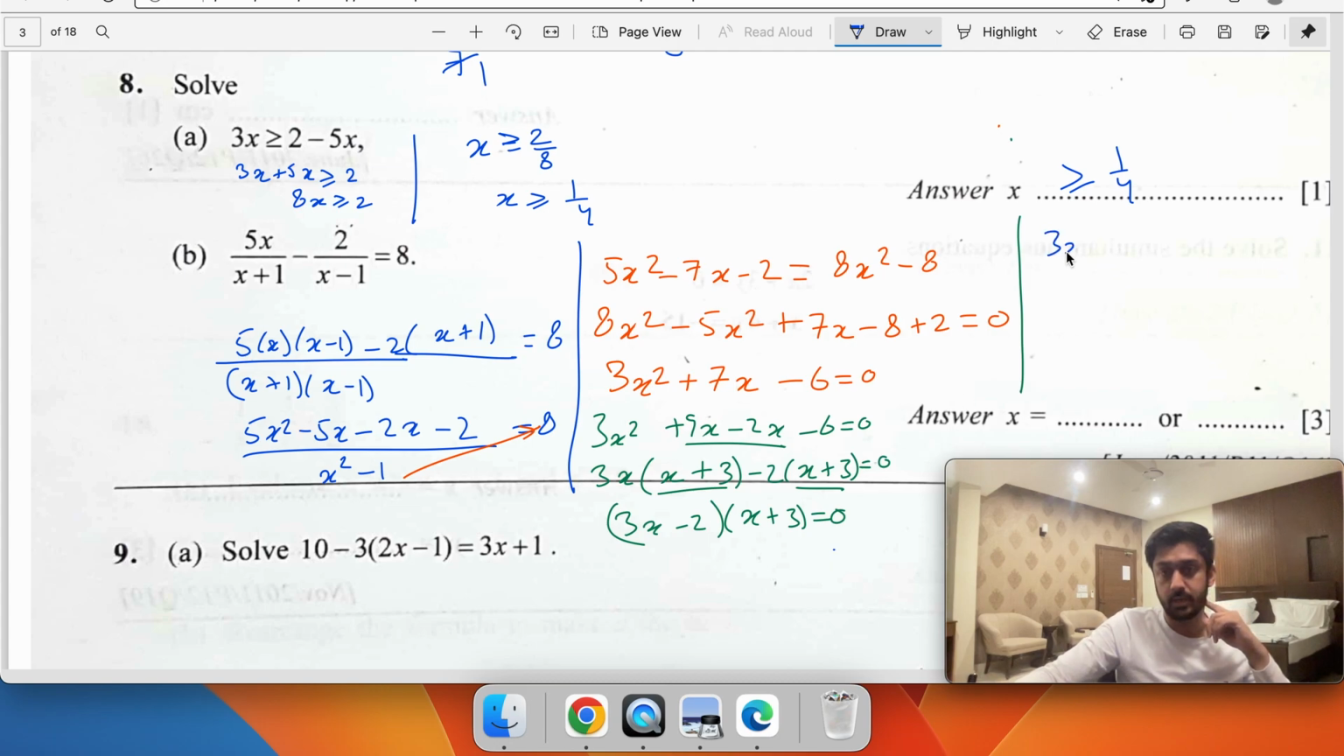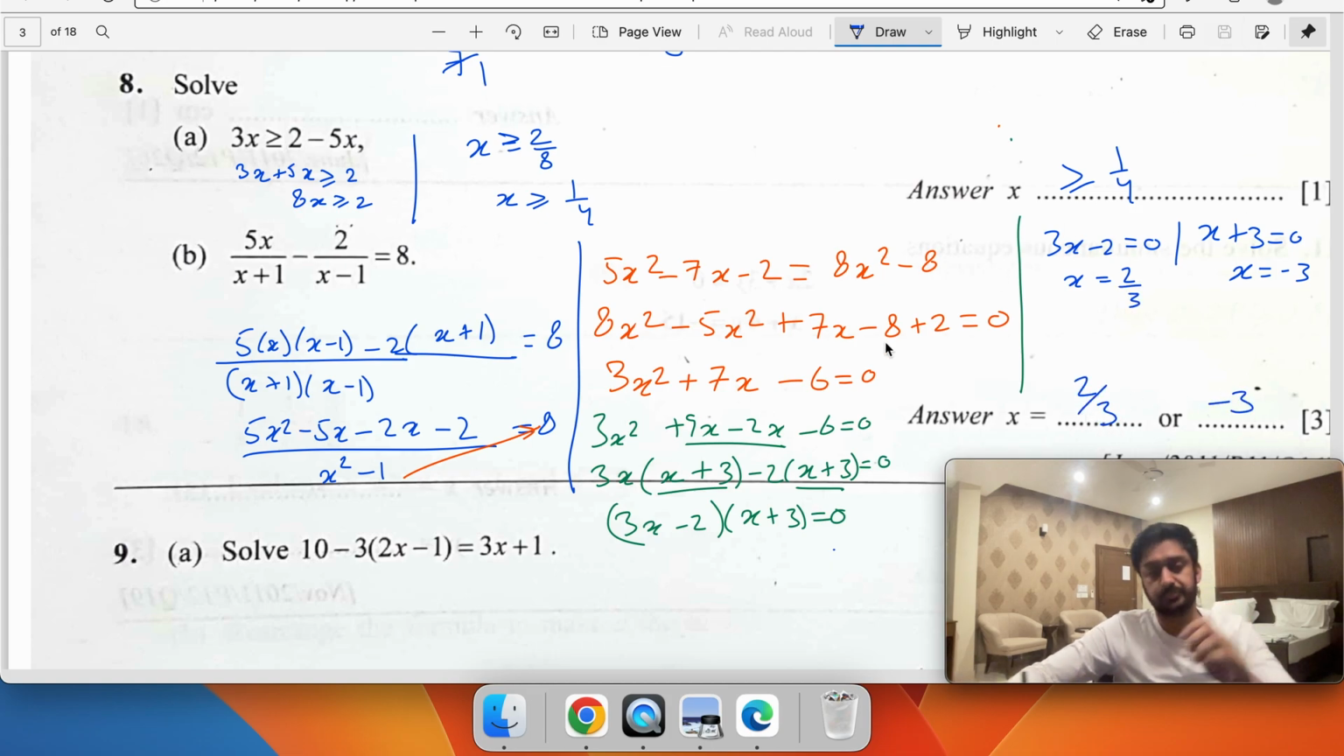So the first bracket, 3x minus 2 equal to 0. Second bracket, x plus 3 is equal to 0. So x is equal to minus 3 and x is equal to 2 by 3. 2 by 3 and minus 3.